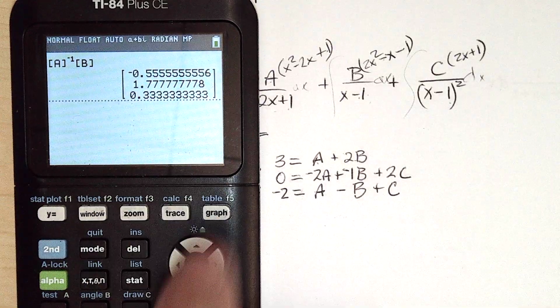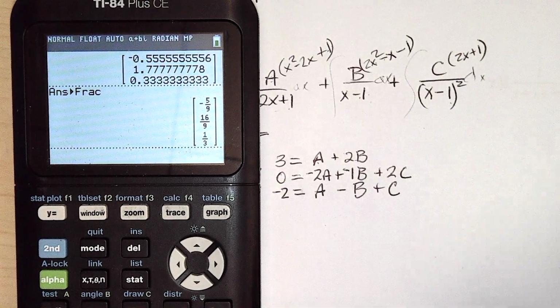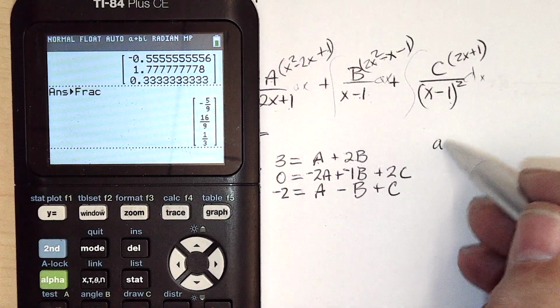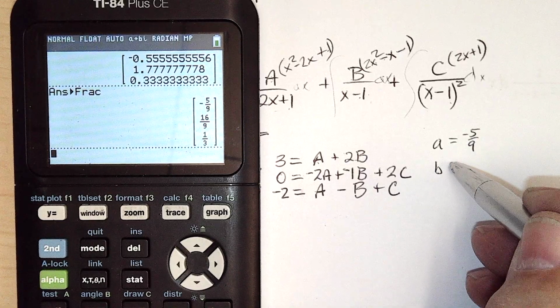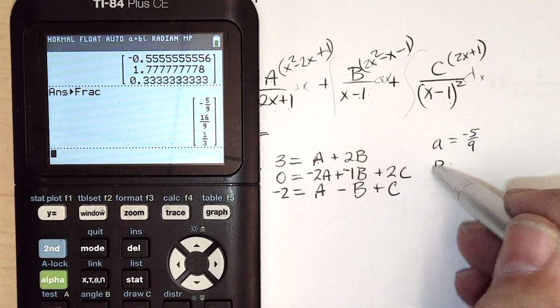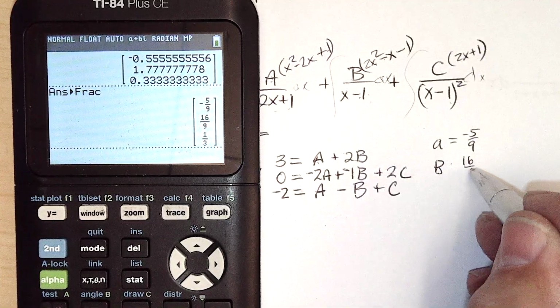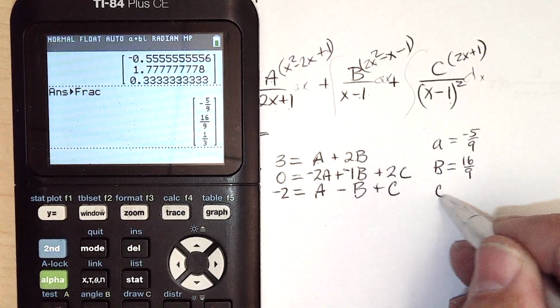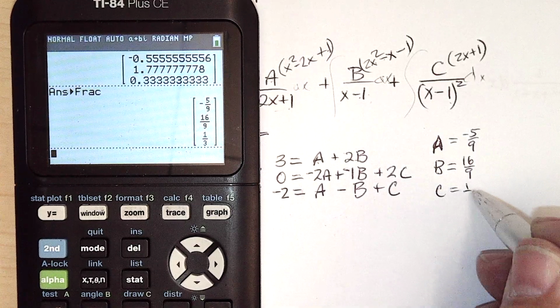And that's the answers in decimals. Math, enter, enter, change it to fraction. So A is -5/9. B is 16/9. And C is 1/3.